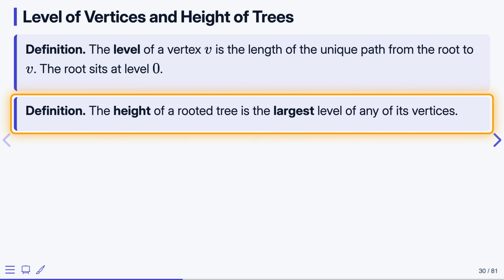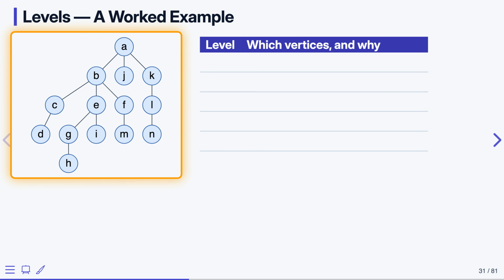The height of the whole tree is the largest level that any dot reaches, so the height tells you how deep the deepest branch goes. A short, wide tree has a small height. A long, thin tree has a large one. Let us find every level in one tree, and then read off its height.